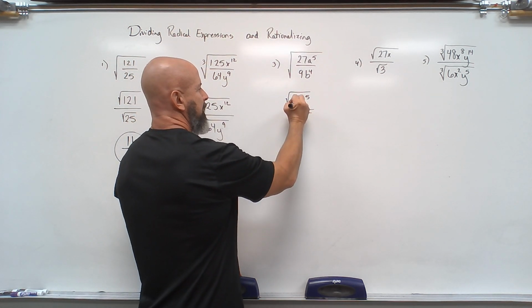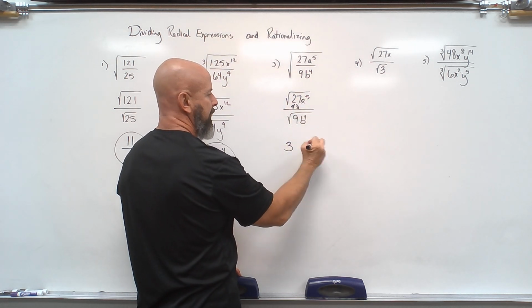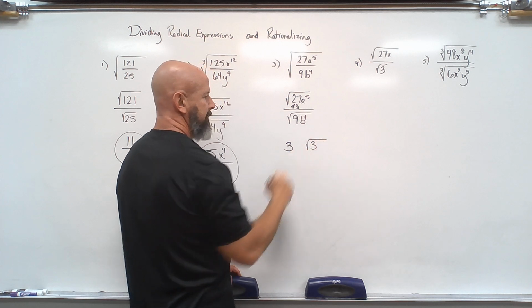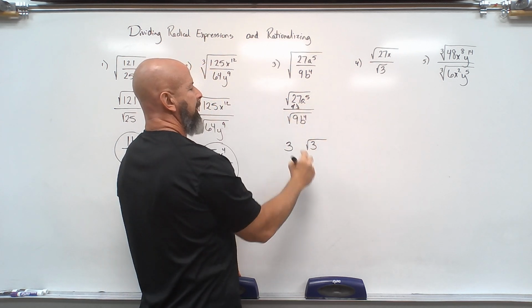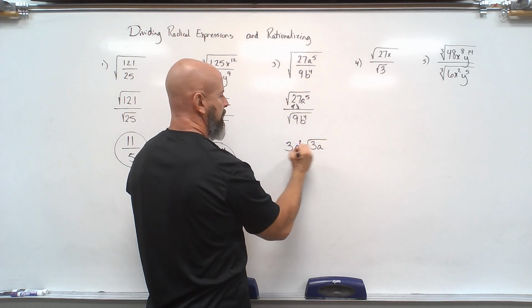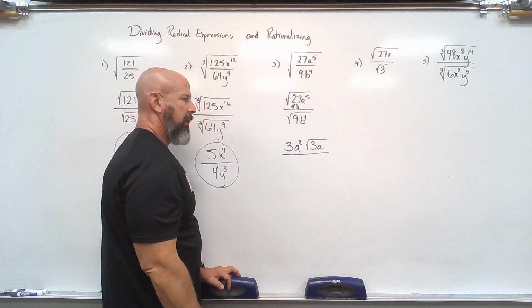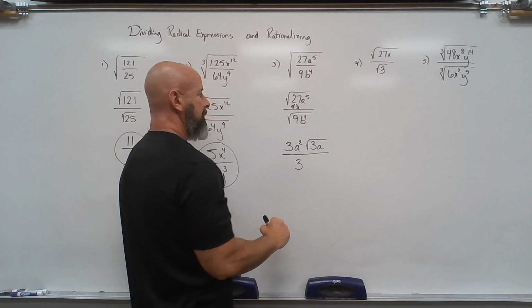27, all right, that's 9 times 3. So I've got square root of 9 is 3 coming out. That 3's in. Other 3 is in. Square root of a to the 5th. 2 goes into 5 twice. 1 left over. Over. Square root of 9 is 3.